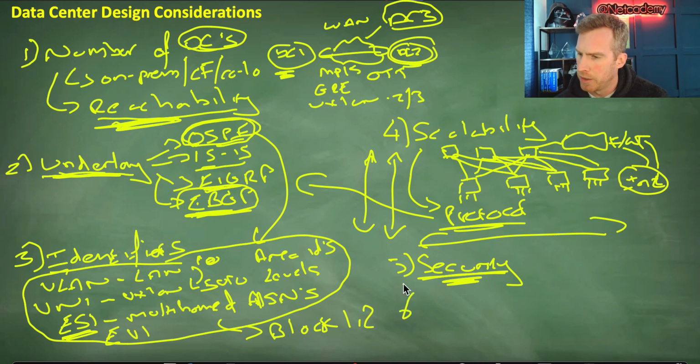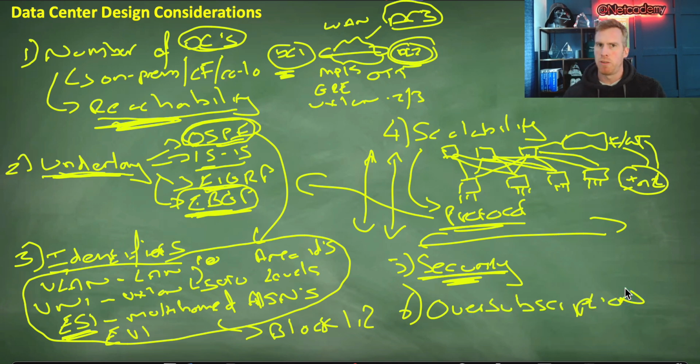And the last one, number 6, is something called oversubscription. So the oversubscription ratio.